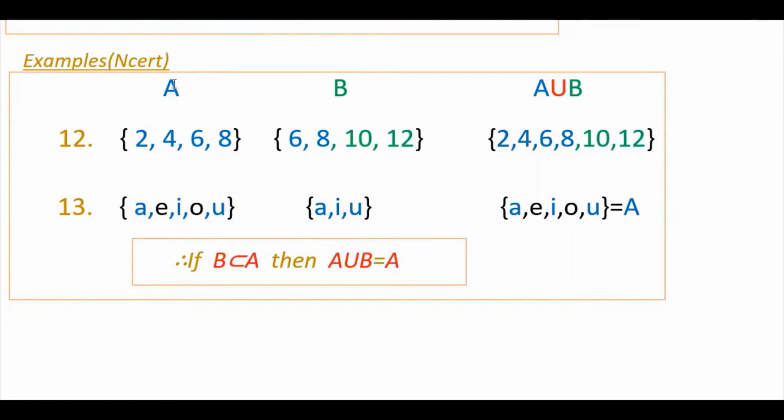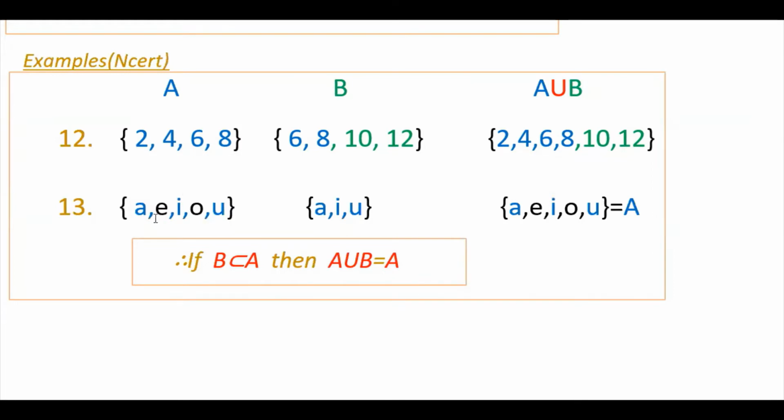So the union of these two sets is, you have to take all the elements of A as well as all the elements of B without any repetition of the elements. Here 6, 8 are repeating in these two sets. 6, 8 are common elements, so you have to take them only one time. So you write A union B is 2, 4, 6, 8 and the remaining elements 10, 12. So this is A union B, the union of A and B.